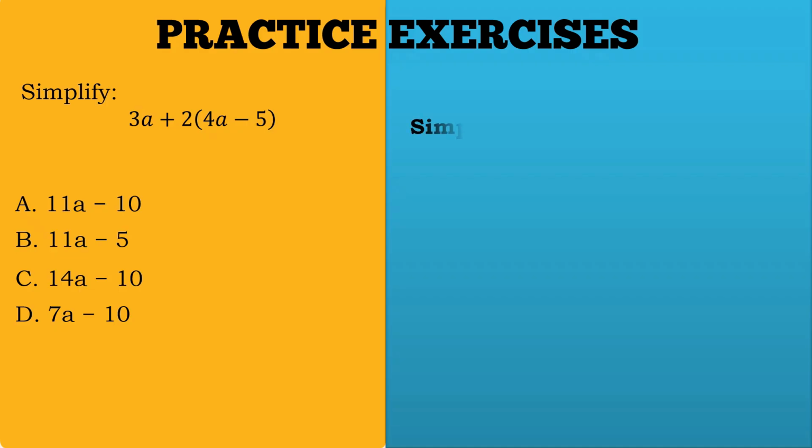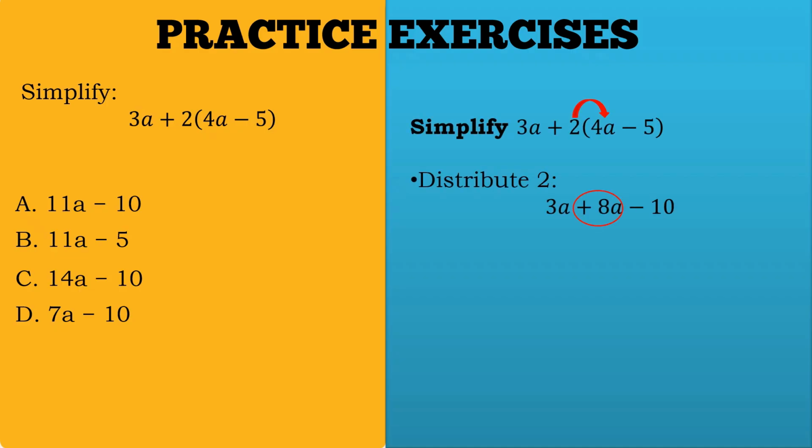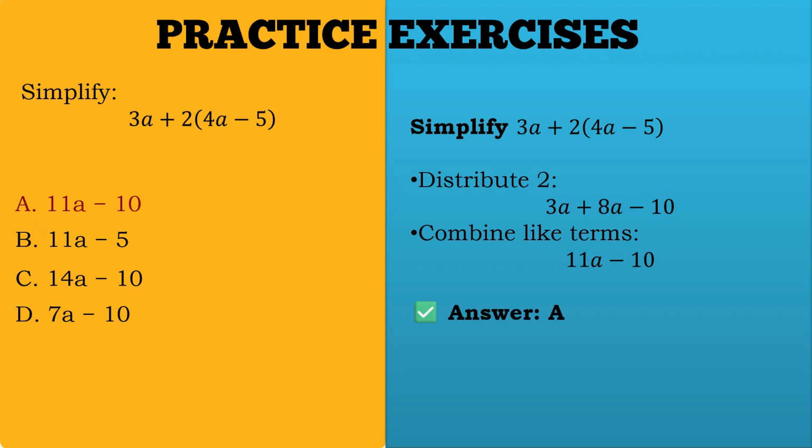Alright, let's simplify the expression. First, we're going to distribute 2. So we have 2 times 4a is equal to 8a. 2 times negative 5 is equal to negative 10. Then just bring down 3a. Next, combine like terms. So we have 3a plus 8a is equal to 11a. Then bring down minus 10. So what do you think the answer? Alright, it's letter A, 11a minus 10.